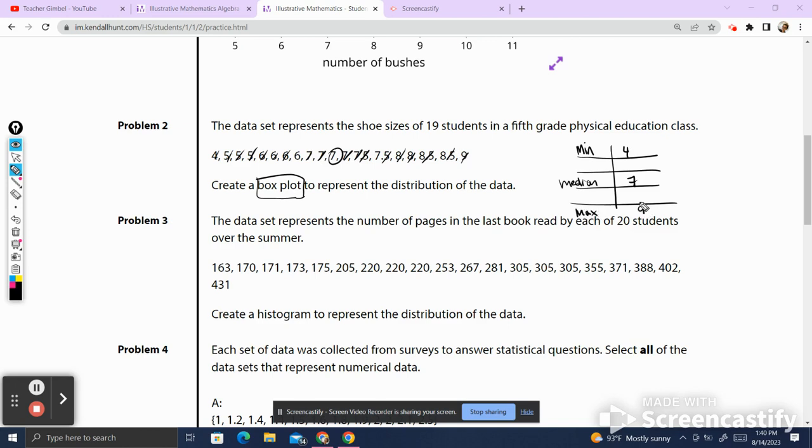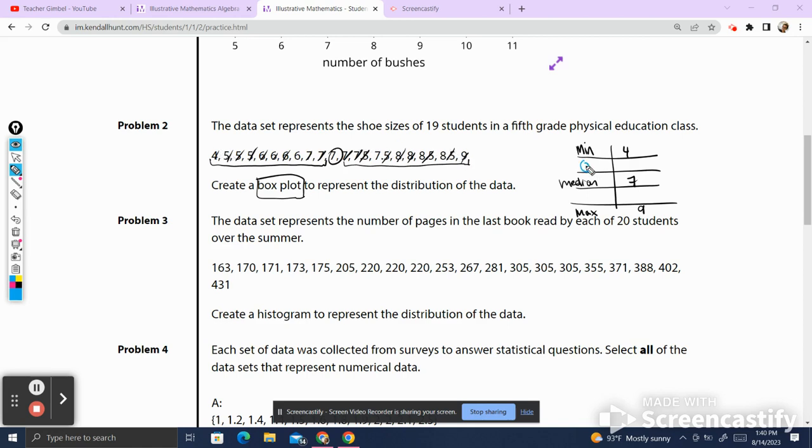That's a 9. And then the next thing I'm going to do is underline half a data set on the left and half a data set on the right. I know I've got some things crossed out, but we can do this. This is my bottom 50% of data. This is my top 50% of data.